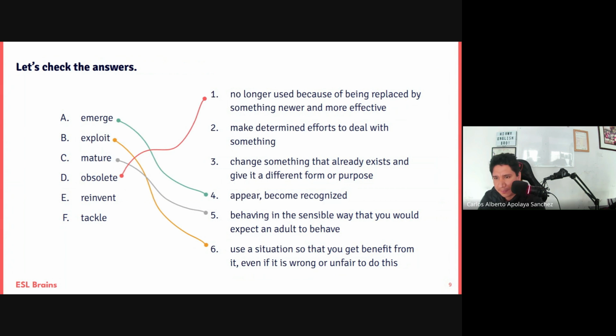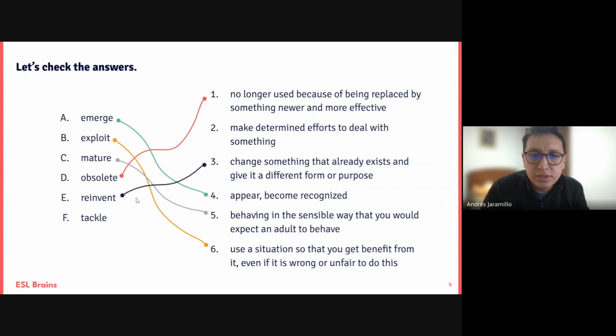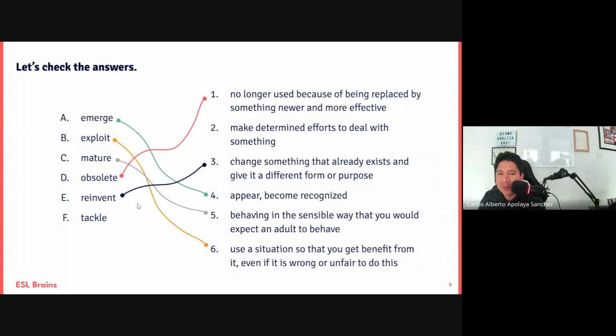Reinvent. What is reinvent? Change something that already exists. Yes, and tackle is deal with something. For example, new technology emerged last year. Exploit, people are exploiting natural resources in my country, so they are destroying the environment. Mature, you are mature because you make important decisions in your life. Obsolete, Windows XP is obsolete. Nobody's using Windows XP. Reinvent, every day Apple is reinventing their cell phones. They are creating new technology. And tackle, sometimes we have to tackle a problem at home. Tackle a problem, deal with a problem at home.